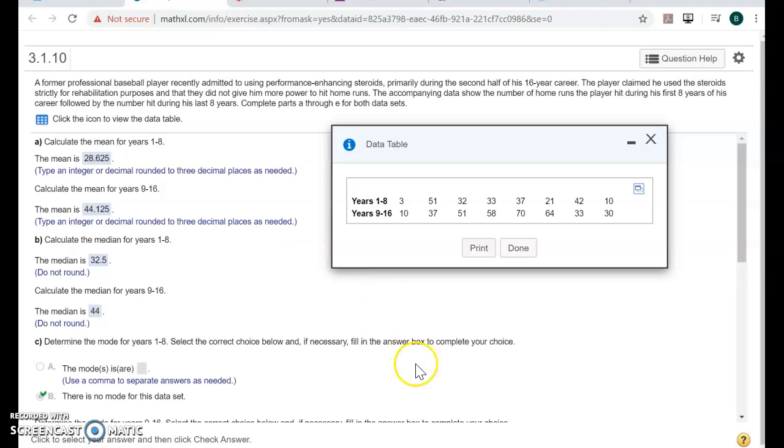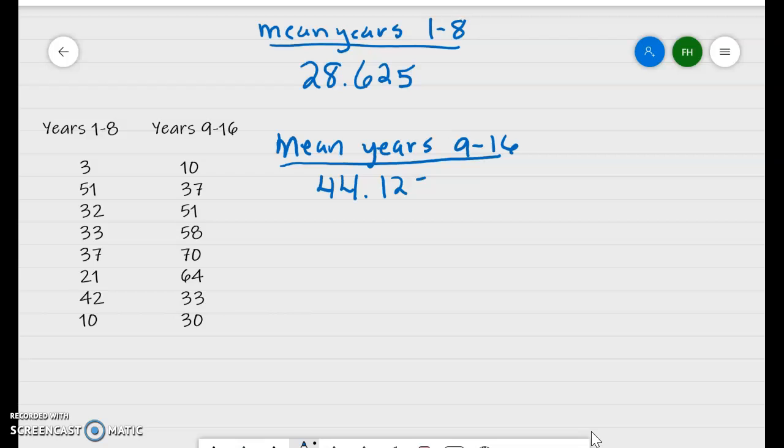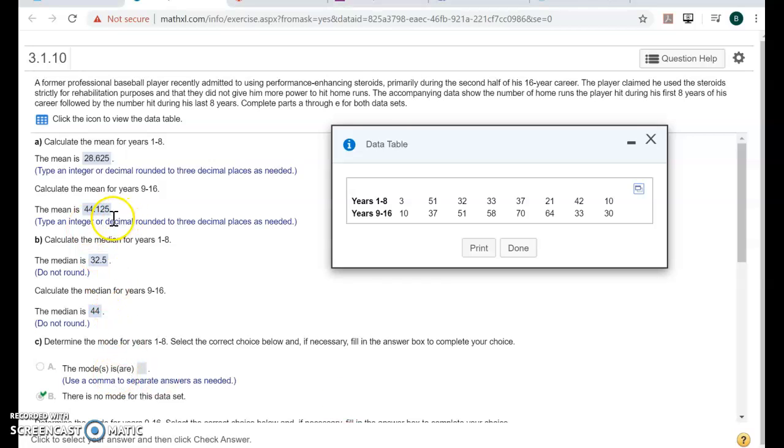Now for the mean of years 9 through 16, let me show you how I calculated that. I added the numbers up for years 9 through 16. I added those data points up. You have 8, and I divided by 8. So the mean for years 9 through 16, I got 44.125. Alright, so that is my answer for part A.